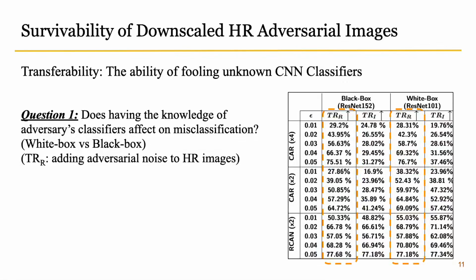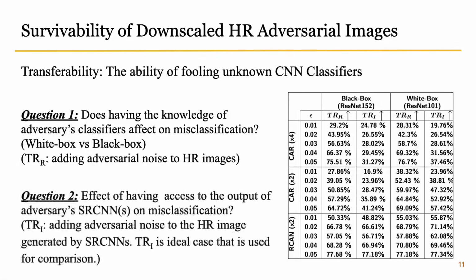The other question that we wanted to answer is: if the user hypothetically has access to the output of SRCNNs and adds the adversarial noise learned on the original high-resolution images to the output of SRCNNs, does the transferability improve or not? Our experiments show that the noise generated by SRCNNs might reduce the impact of adversarial noise. Therefore, having access to the output of SRCNN doesn't help here. For example, for car X4, an epsilon of 95% for black box scenarios, the transferability is around 75%, while adding the adversarial noise directly to the output of SRCNNs decreases the transferability to 31%.